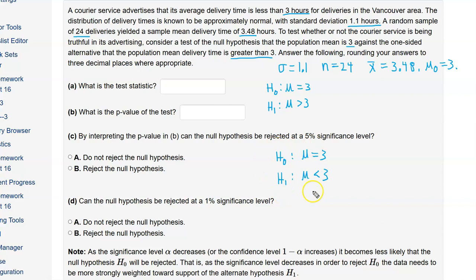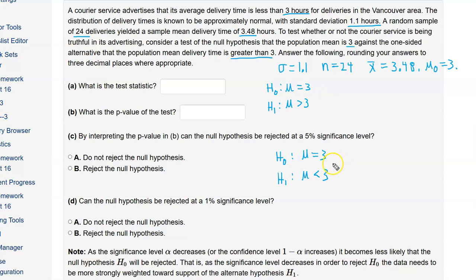Now the reason we don't set it up like this is because when we set it up like this, we are giving the company the benefit of the doubt. So the burden is on us to prove that the company is not being truthful in its advertising. And we would conclude that if we reject the null hypothesis, which is equivalent to supporting the alternate hypothesis.